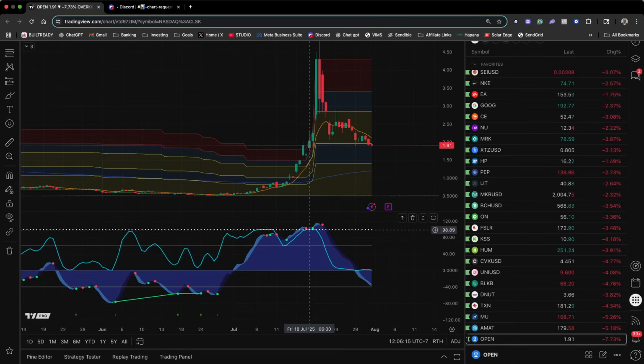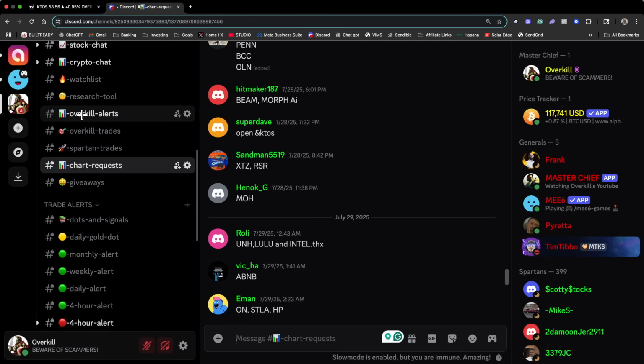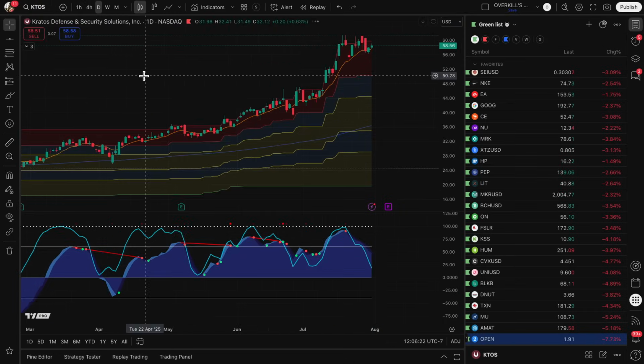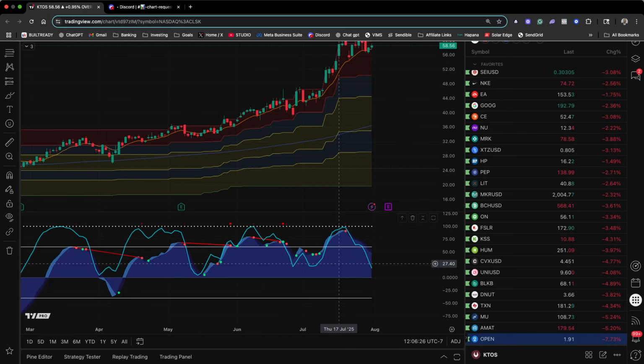Good request. I'm glad somebody requested that. KSS up in the red zone on the 4 hour, probably on the daily too. Just not looking to buy stuff in the red zone there.